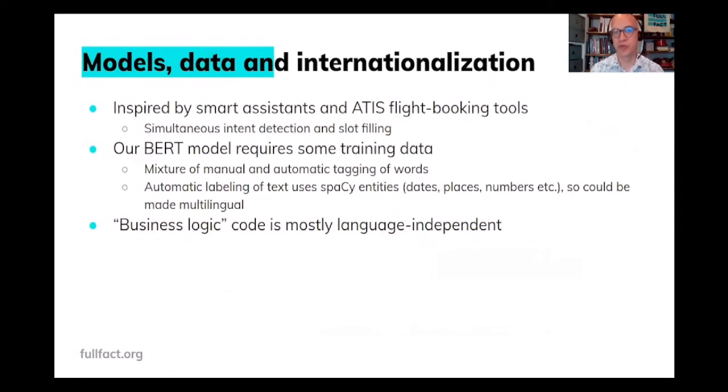Of course, the BERT model does require some training data, though it seems not a huge amount is required. We're currently using a mixture of manual and automatically tagged words within each sentence of our training set, using spaCy to identify entities such as dates and numbers, all of which can be made multilingual very easily, we hope. And the business logic code dealing with macroeconomics and fact-checking is mostly language independent.